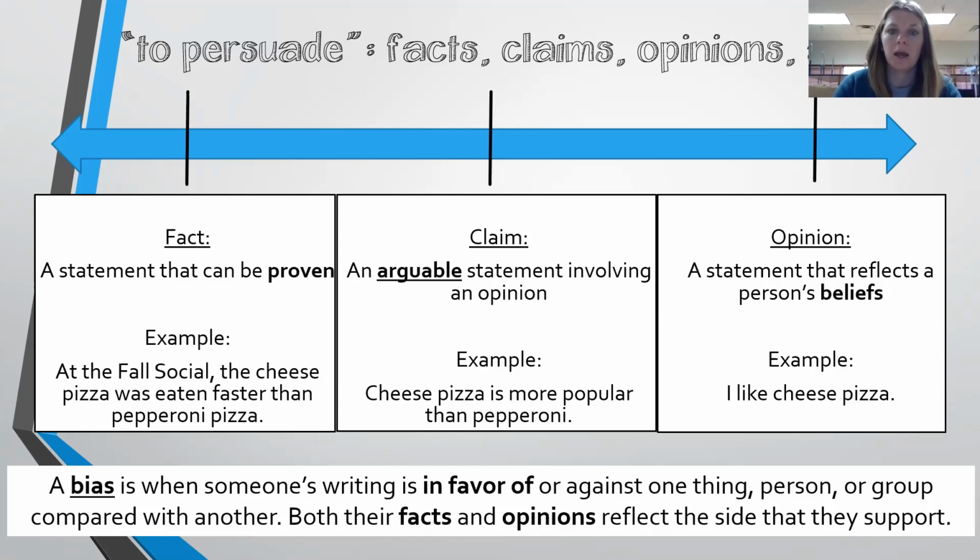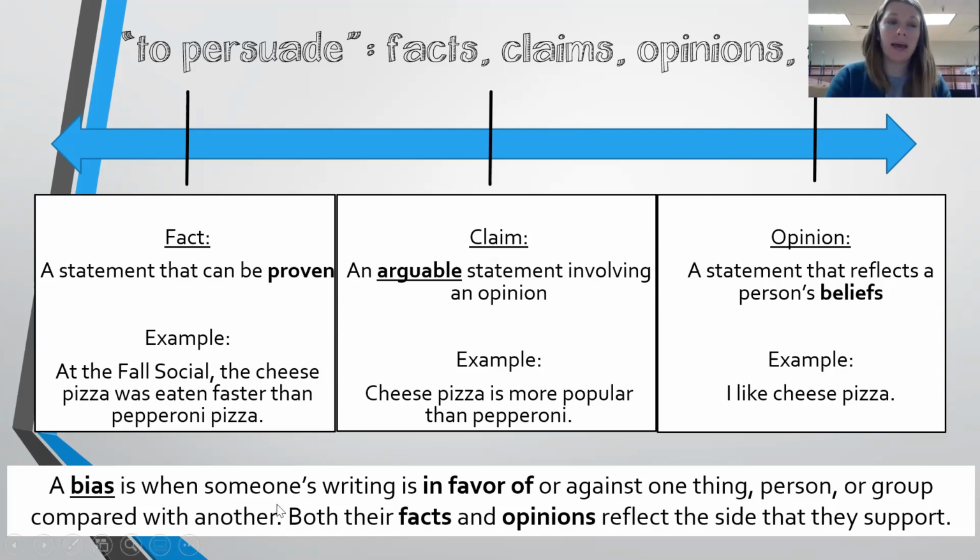Okay. That is all we are doing for author's purpose. We are going to practice this a lot more, especially facts, claims, and opinions. This is really important, and this is something we're going to come back to and spend a lot of time on next week as well. But remember, it's on a spectrum. Fact, totally proven. Claim, something that you could argue is correct, but it's still based in an opinion. And then an opinion, there's nothing to argue. It's just the way someone feels or believes.